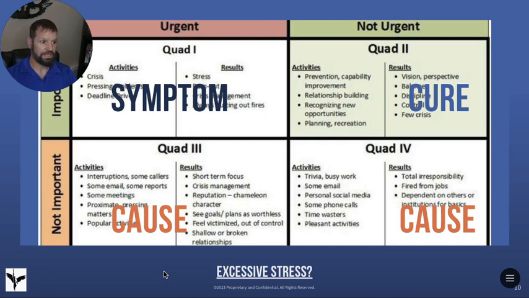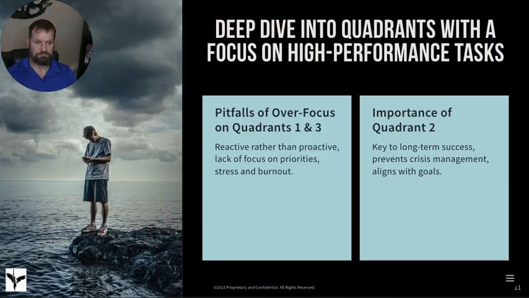That will help maximize the amount of time and mental space and mental room you have to take care of those urgent and important things. Here are some of the pitfalls of focusing on the urgent ones in quadrants 1 and 3. We become reactive rather than proactive. That means we wait till the deadline gets up to us before we start taking action.